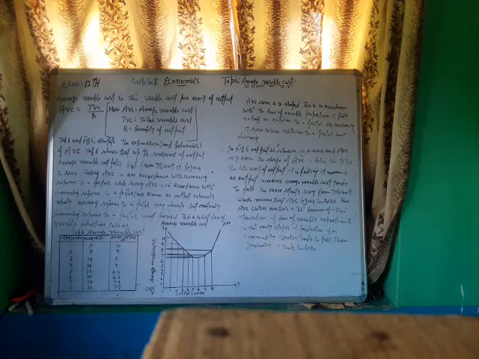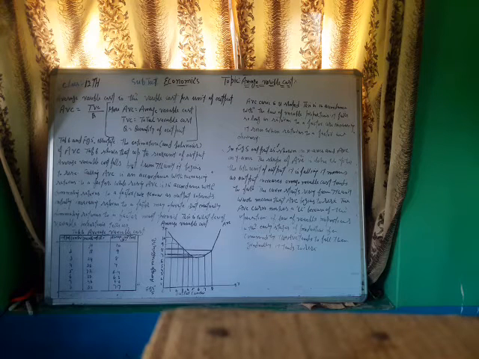Falling AVC, average variable cost, is in accordance with increasing returns to a factor, while rising AVC is in accordance with diminishing returns to a factor.